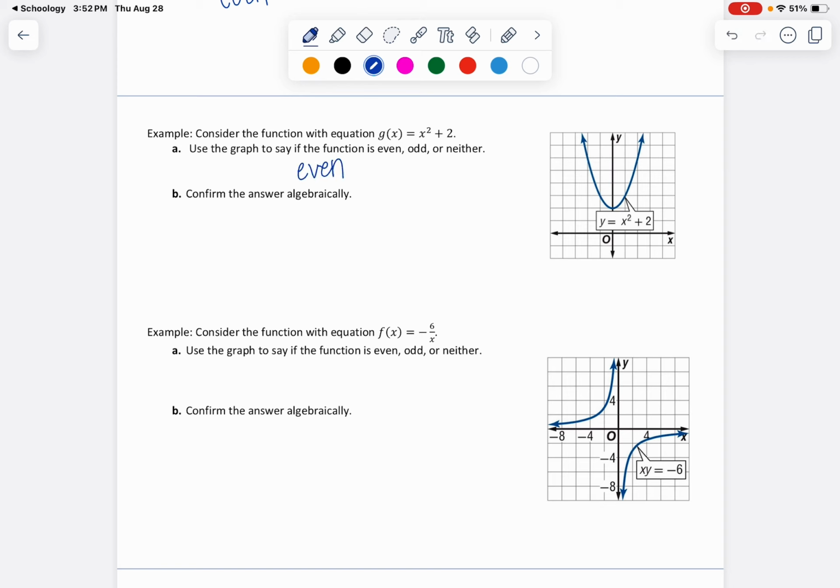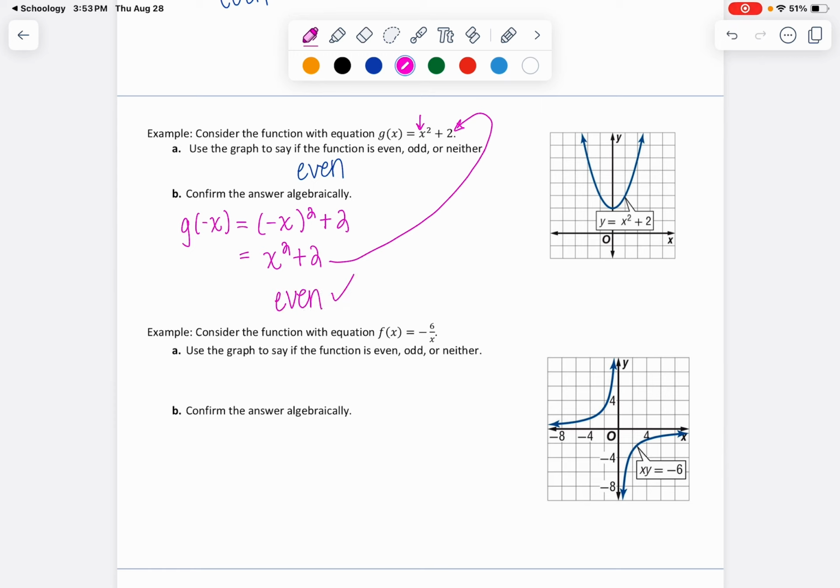Now it says confirm the answer algebraically. When you see confirm algebraically that the function's even or odd, you are going to find f of negative x. Well, this is g, so we're going to find g of negative x. We plug in negative x every time we see an x. So this is (negative x) quantity squared plus 2. Then you clean it up. Negative x squared is negative x times negative x, which is positive x squared plus 2. Now compare it to the original function. I got the exact same thing I started with. So yes, this is even.